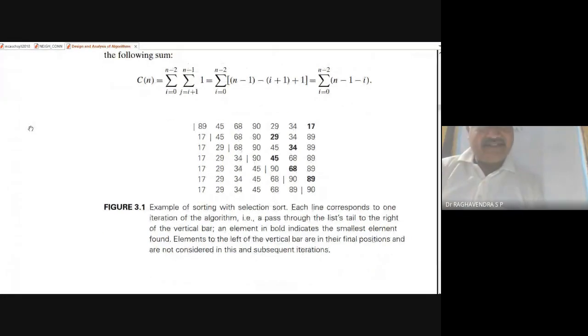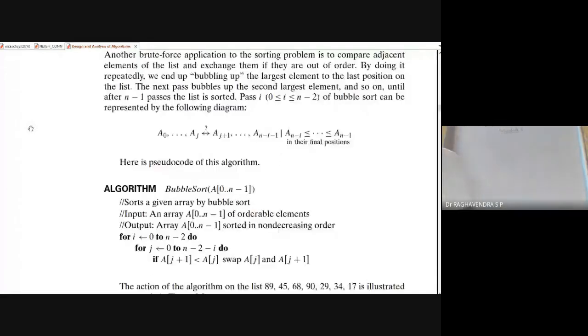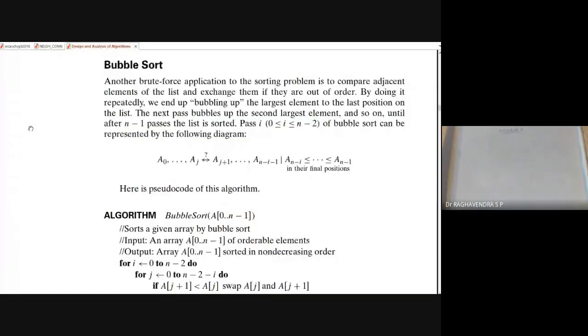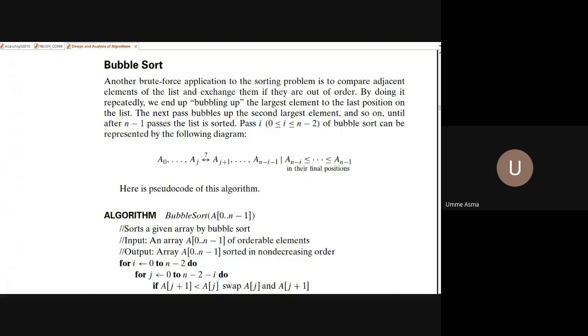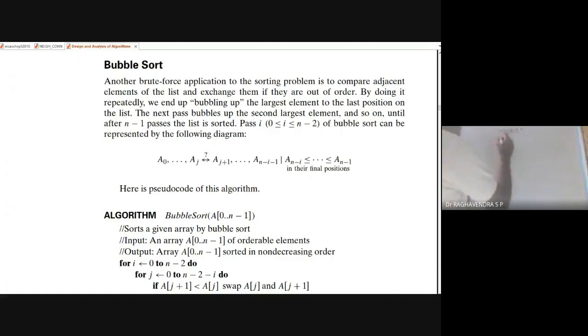So bubble sort. Have you already studied bubble sort? Yes or no? Yes, sir. Fine. So in bubble sort, what happens is, the adjacent elements will be compared.